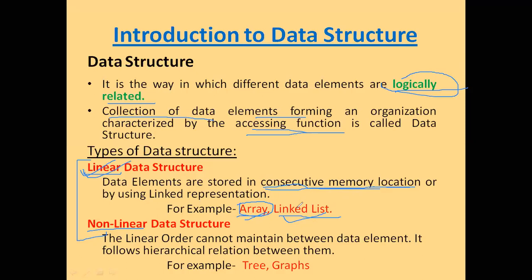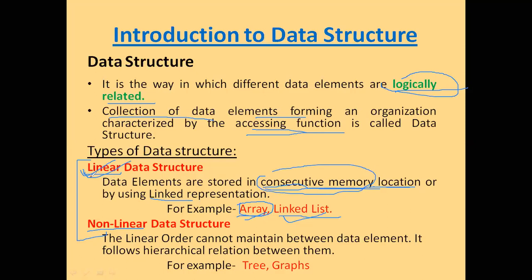If you know the first address where the data is stored, along with the data you will get the address of the next node. In the second node, along with the information you will get the address of the third node. This way, in a linked list you don't require consecutive locations, but you need a link. Link means you need the address of the next location.